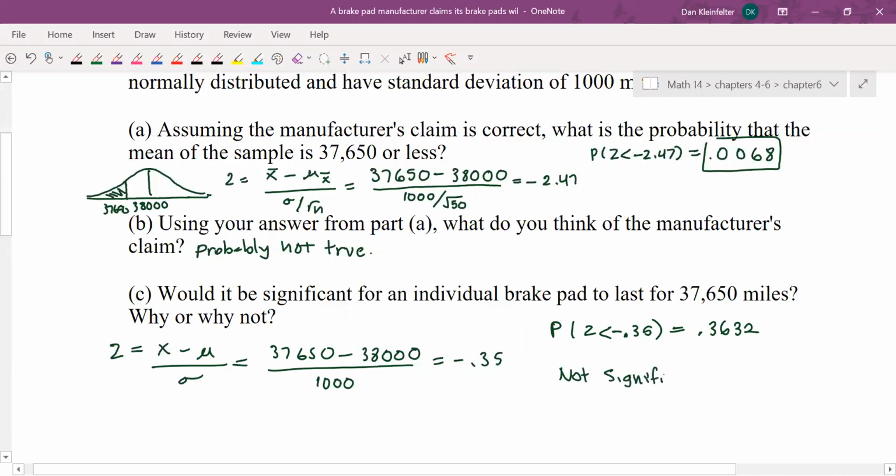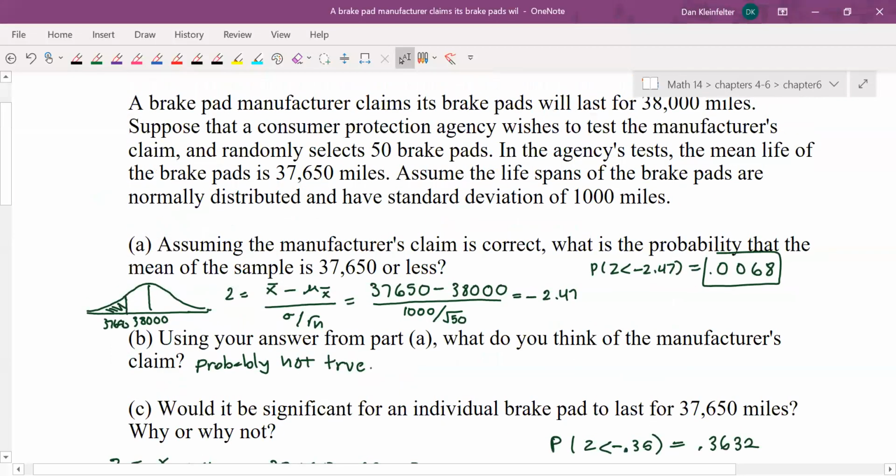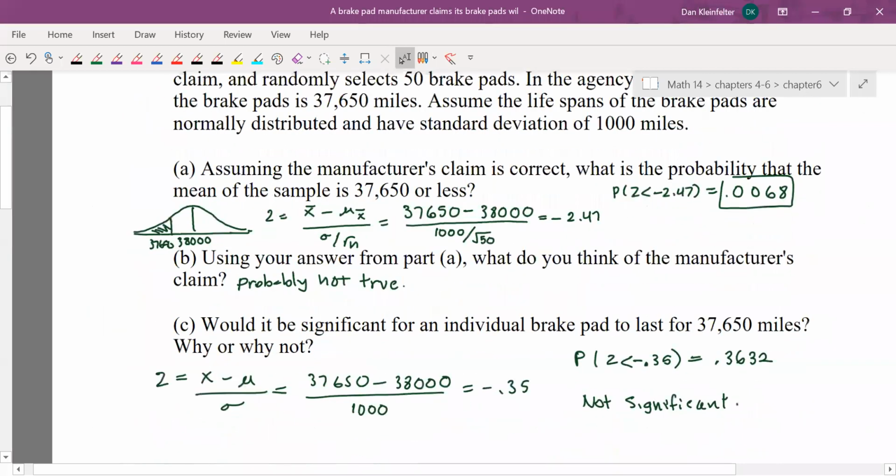It's easier for an individual to vary. That's why when we take samples to test something like this, we take samples of a number of things. Why do you think that this agency checked 50 brake pads? Because checking just one wouldn't have been that informative.